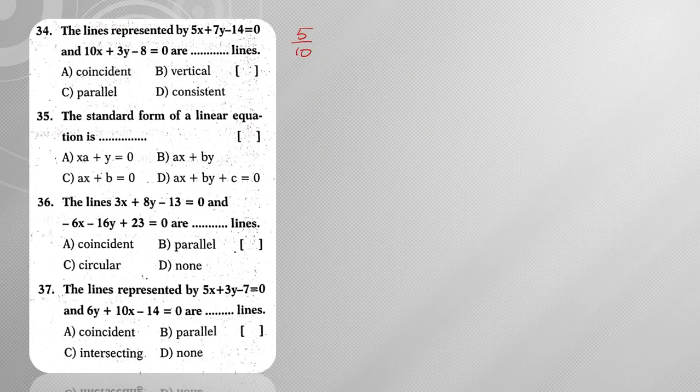So 5 by 10, next 7 by 3. So clearly these two are not equal. Here it is 1 by 2, here 7 by 3. Hence they are a consistent system. So they are consistent lines, intersecting lines. So the option is intersecting lines.